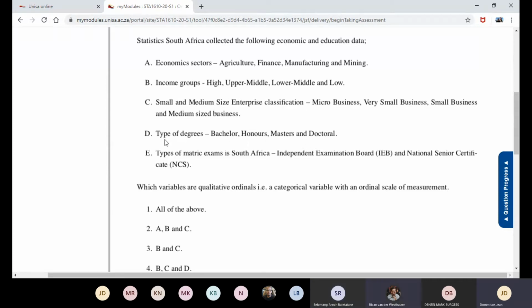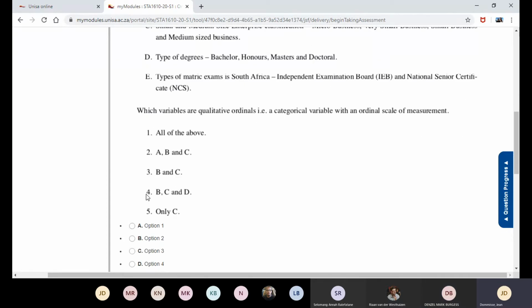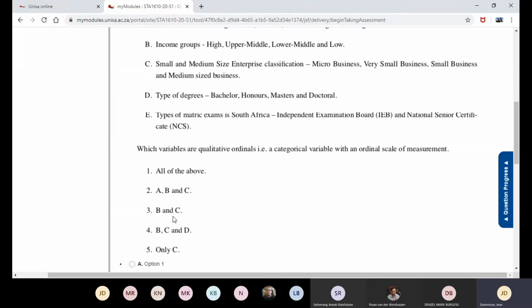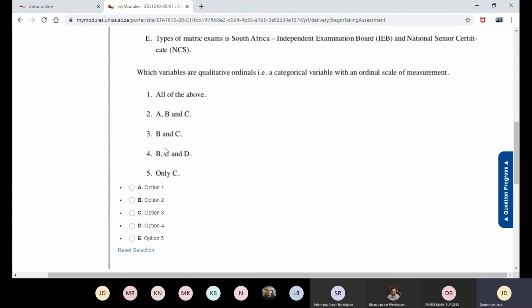Types of degrees: bachelor, honors, master's, doctorate. Oh, that's a tricky one. Probably yes. I would also have said yes, because you first do a bachelor's, then an honors, then a master's, then a doctorate. If you don't say yes to that, the answer is B and C, and if you say yes, it's B, C, and D. And E, I would have said no. So I would have said B, C, and D, which is option 4.